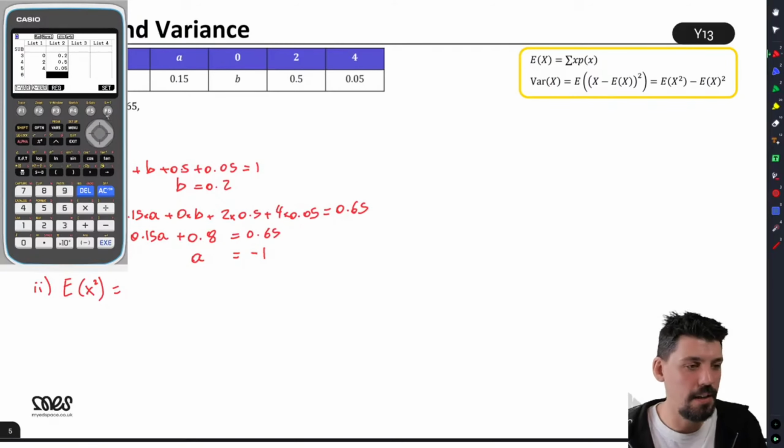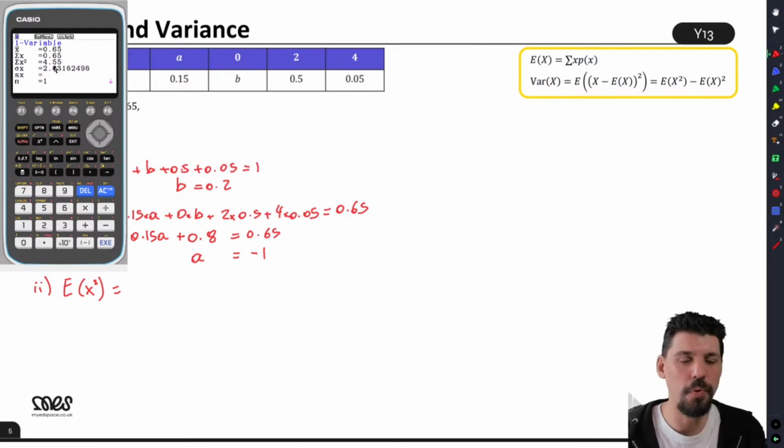We can calculate all of this as well. Let's just make sure that we have set it properly. So my x values are in list 1. My frequencies, my probabilities are in list 2. So that looks fine. And we can get this. And lo and behold, the mean is 0.65. E of x squared is right here, 4.55.